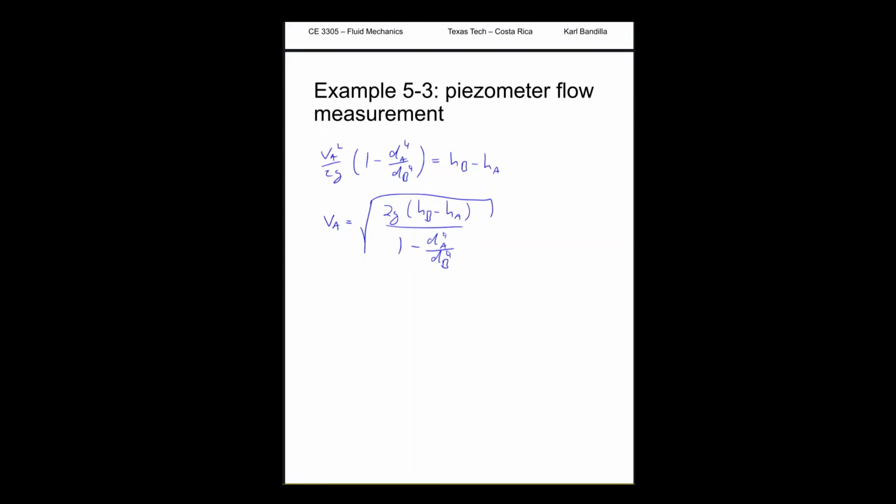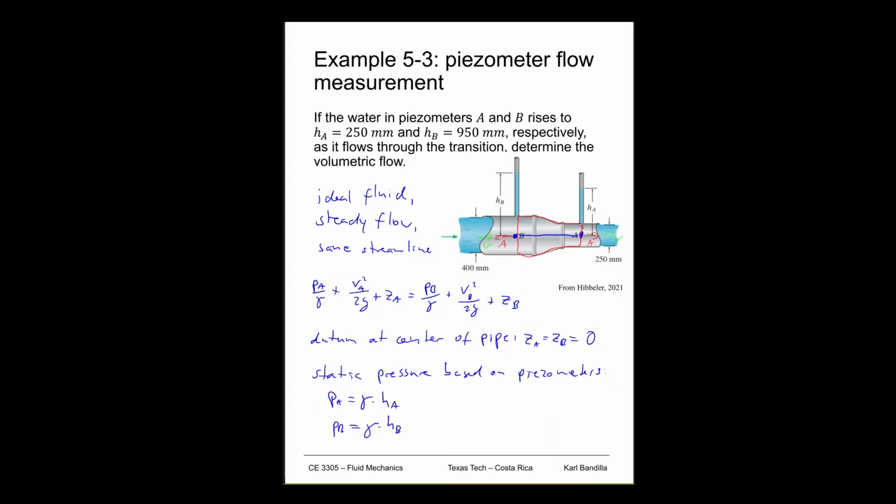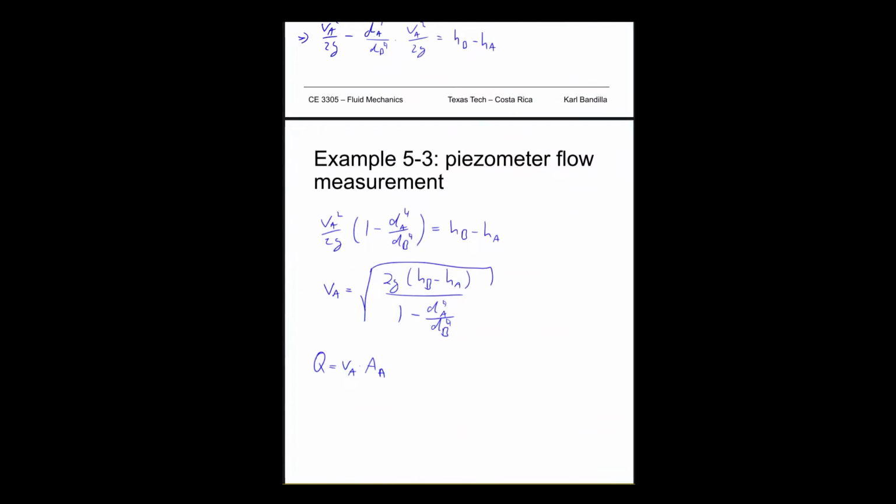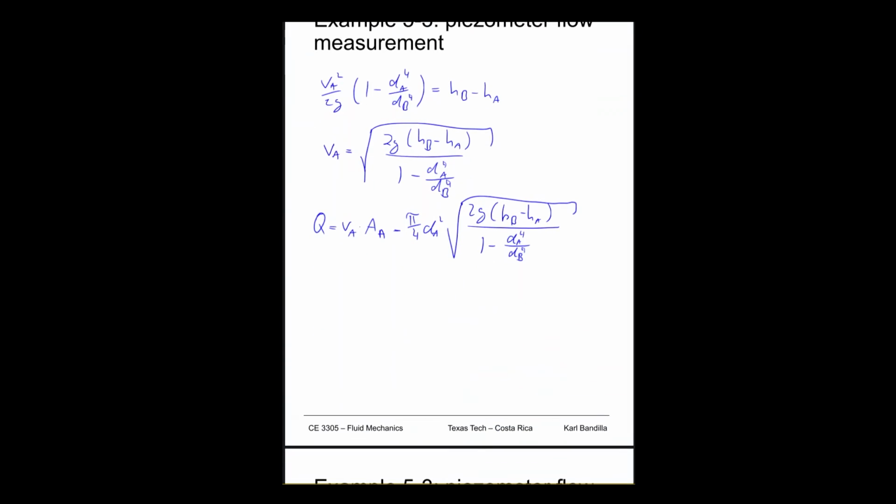And then, of course, if we wanted to get Q, that would be just VA times AA. Go up here, where is our cross section, right? So the cross section says 250 millimeters. So what would we get? For our area, we get pi over 4 dA squared, and then times this big square root here, 2G times HB minus HA divided by 1 minus dA to the fourth over dB to the fourth, square root. And I think now everything in here is known, so we can just calculate that out.